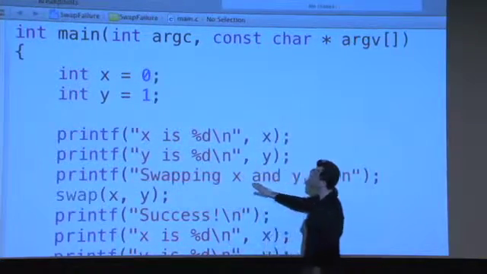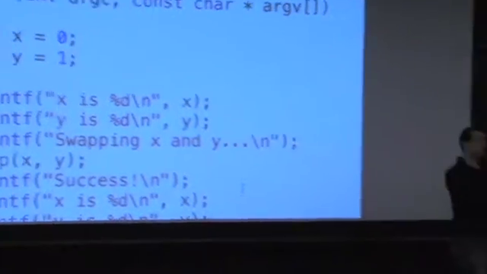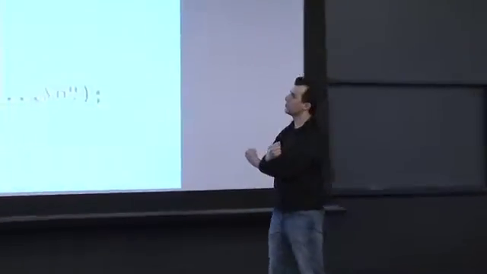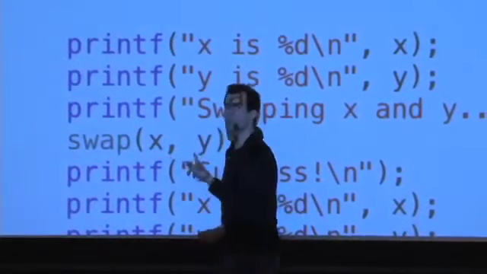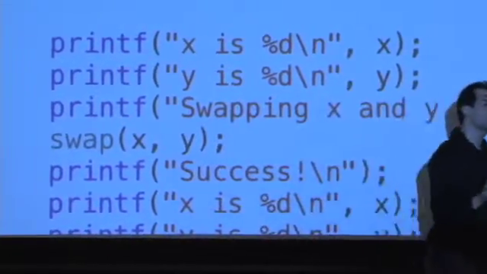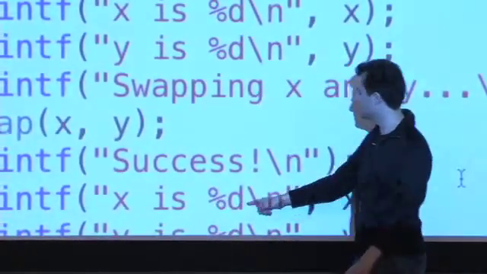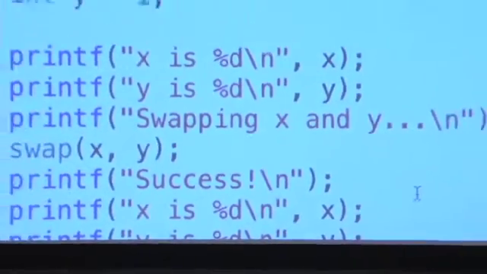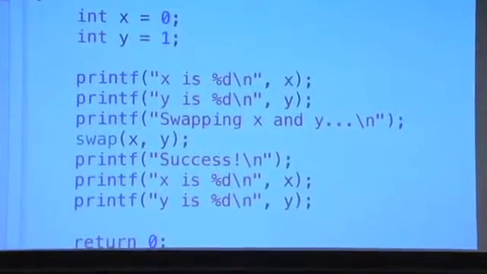Now I just happily say this, swapping x and y. I'm making this very bold statement that I'm about to swap the value of these variables. Well, what comes next? A function call called swap, passing in x and y. And just conceptually, I haven't seen the code for this yet. I'm going to hope that swap is indeed going to swap these values. And then I happily print success. And I see x is %d, substituting in x. Y is %d, substituting in y. And that's the end of this program.